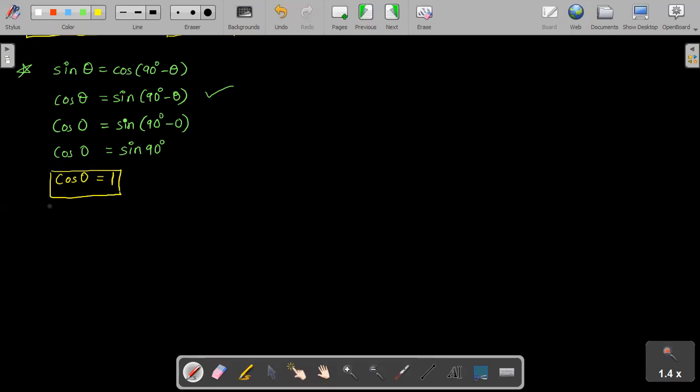Okay, cos of 0 is 1. Similarly, I will write cos 90 degree. Cos 90 degree equals sin of (90 minus 90), and 90 minus 90 is 0. So it is sin 0 degree. Sin 0 is what answer? Sin 0 is 0.